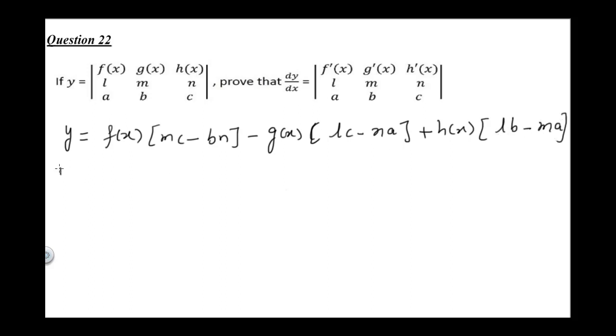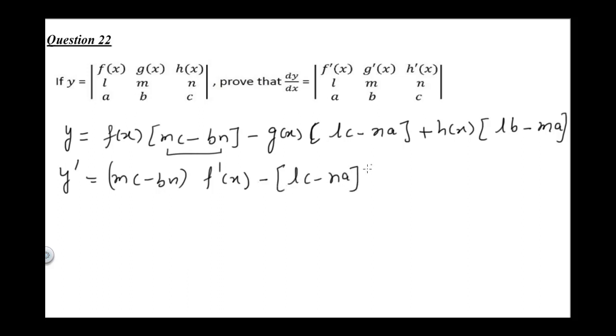Now let us differentiate it. We get y dash, that is dy/dx. The constants will remain as they are. We write mc minus bn as it is, and the differentiation of f(x) is f dash x, minus, same here, the constant remains the same and g(x) becomes g dash x. Similarly in the last one, lb minus ma will have h dash x.